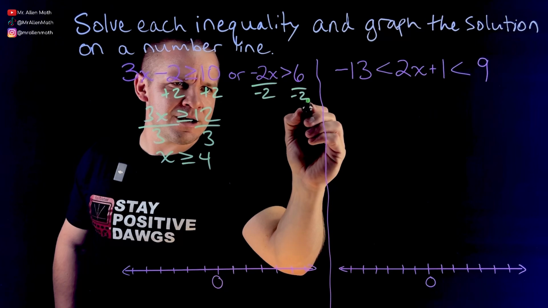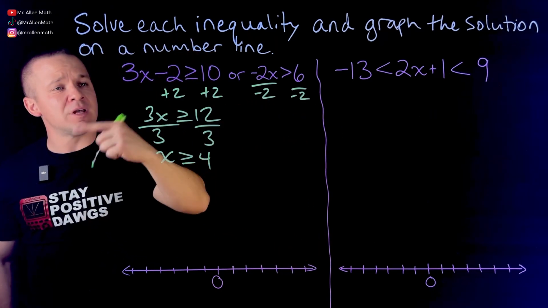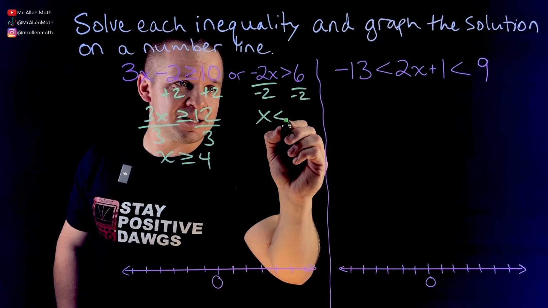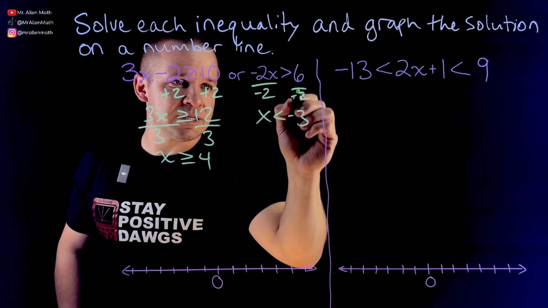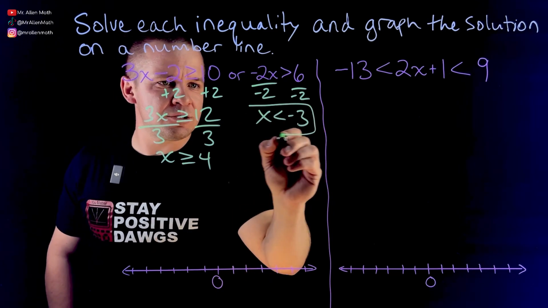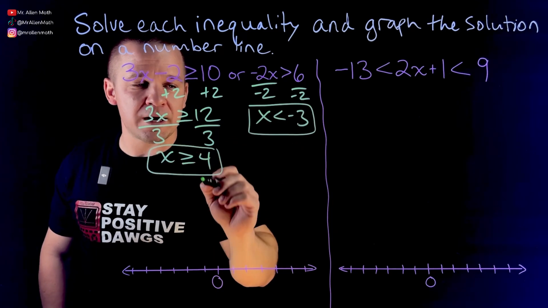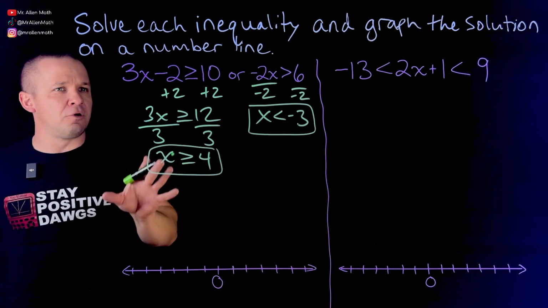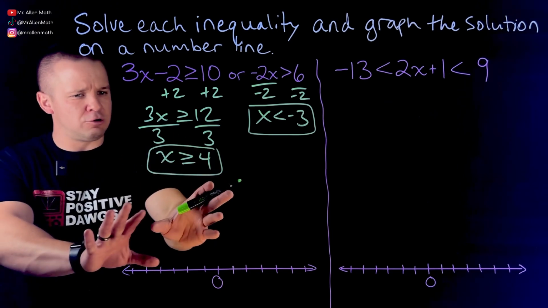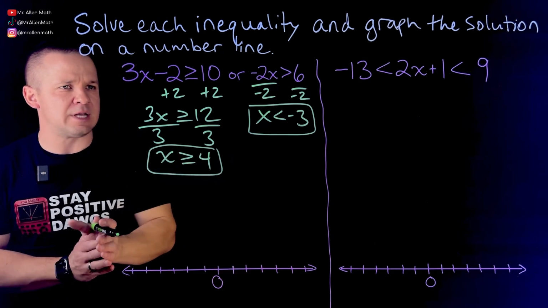Ooh, what did I just say? I said if I divide by a negative number, I got to flip my inequality. So I'm going to have x is less than negative 3. 6 divided by negative 2 is negative 3, and I flip that inequality. So now I have these two here that are parts of my solution. I'm going to write it as a full statement here once I graph it on my number line. I think it will look really good if I graph it first and then write it. It'll make a little more sense.